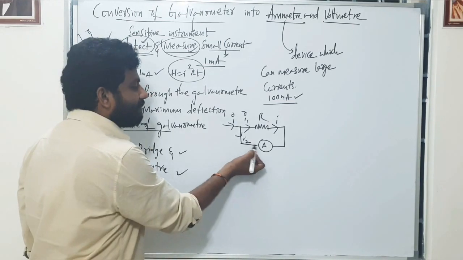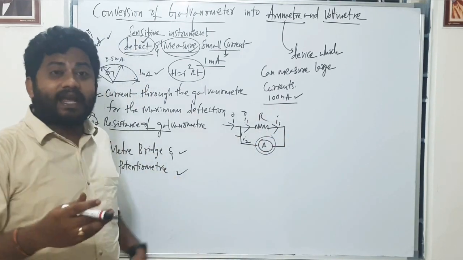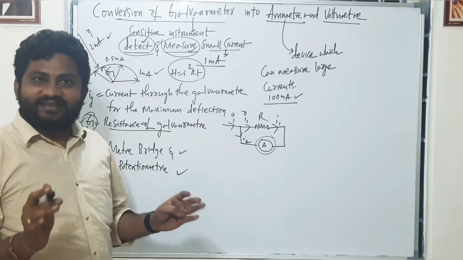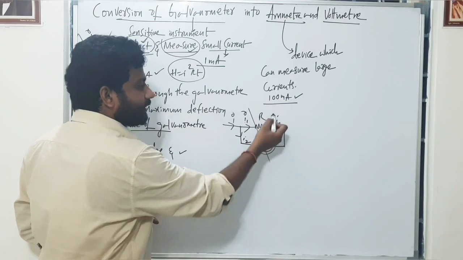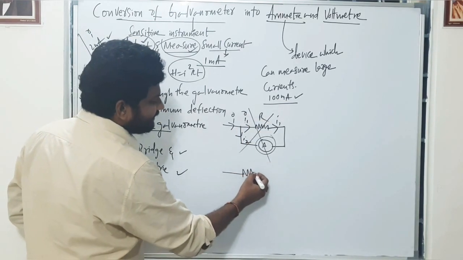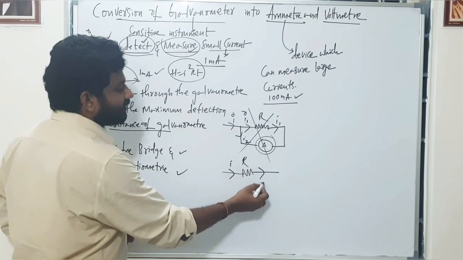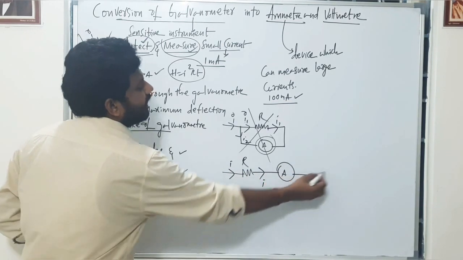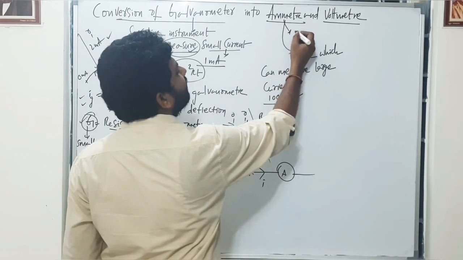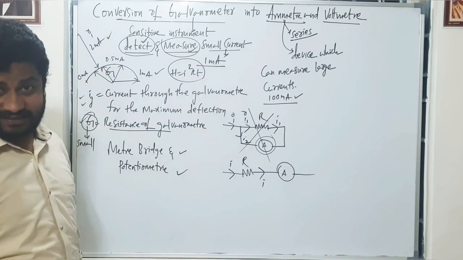So only this current will be measured by this ammeter, and this current will not be measured. But the aim of the ammeter is the amount of current passing through this resistor. That's the reason this is the wrong connection. What is the correct connection here? If there is a resistance in the circuit and you want to find how much current is passing through this resistor, we need to connect the ammeter in series combination. So the ammeter must be connected in series with the resistance in an electric circuit.